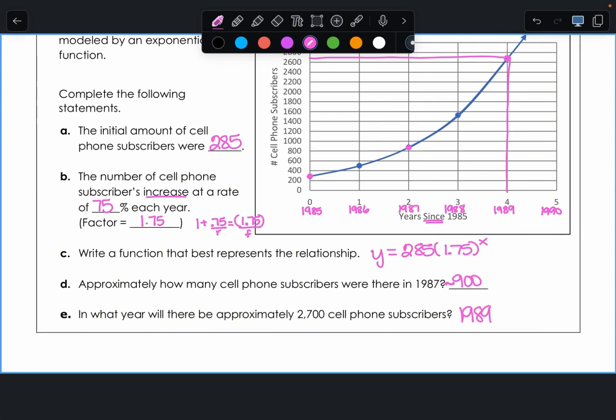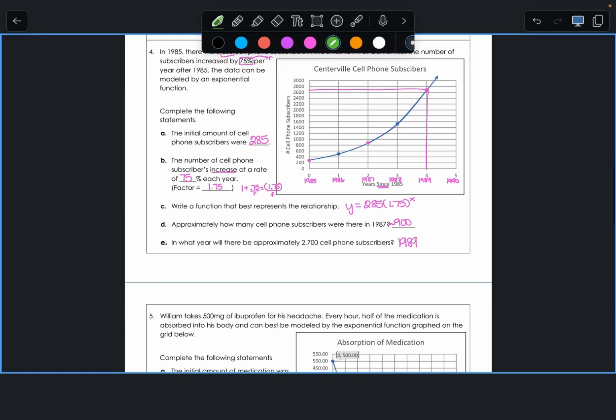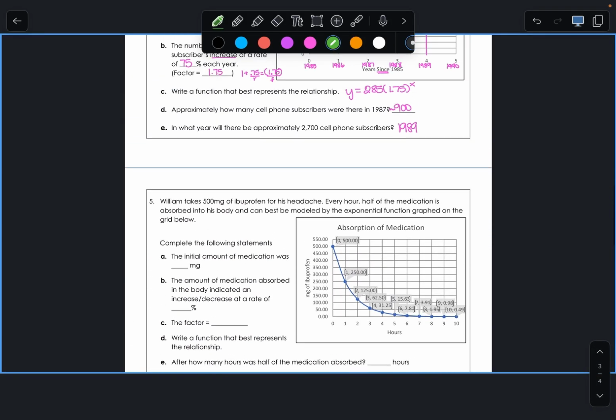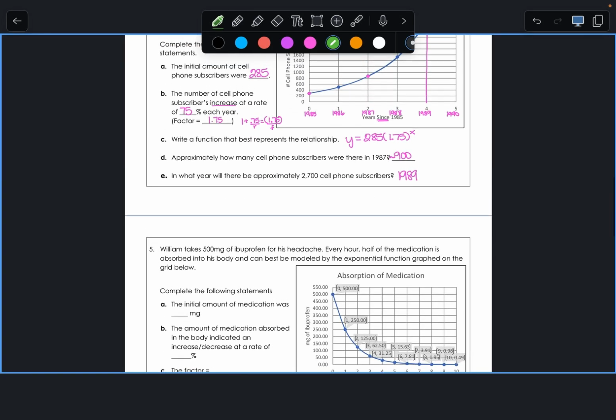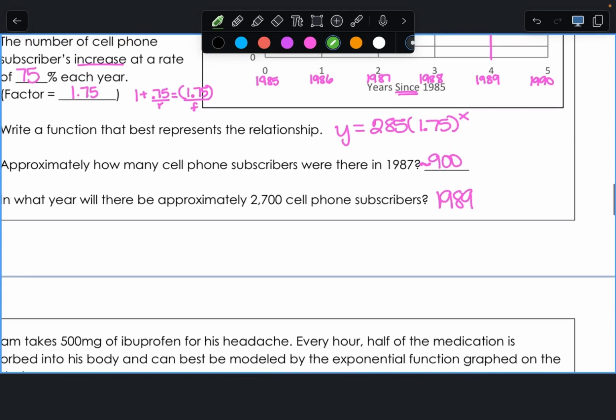Questions so far? Number 5. Medication. William takes 500 milligrams of ibuprofen for his headache every hour. Half of the medication is absorbed into the body and can best be modeled by the exponential function graph below.